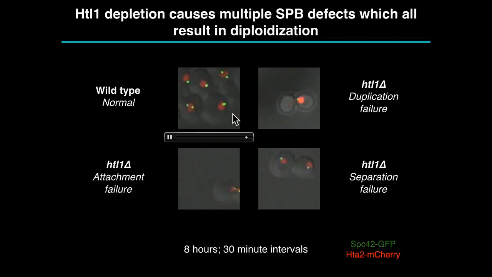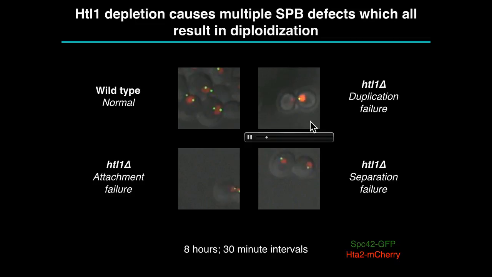Now, what was interesting is that when we depleted HTL1, we actually found 3 different categories of spindle pole body defects. First, I'll show you this duplication failure. You can see that there's a large budded cell that's failed to duplicate its spindle pole body, and so it's just tracking around with its DNA. What eventually will happen is the cell will rebud right here. What we think is happening is that this daughter, which received no DNA, will bud off and die. The mother diploidized and then resumed the cell cycle and continued through the cell cycle. And so these 2 cells are now diploidized.